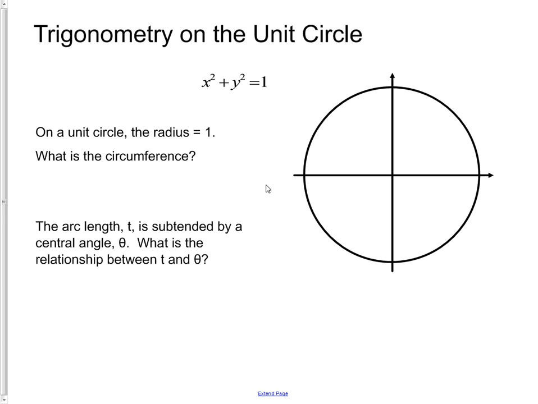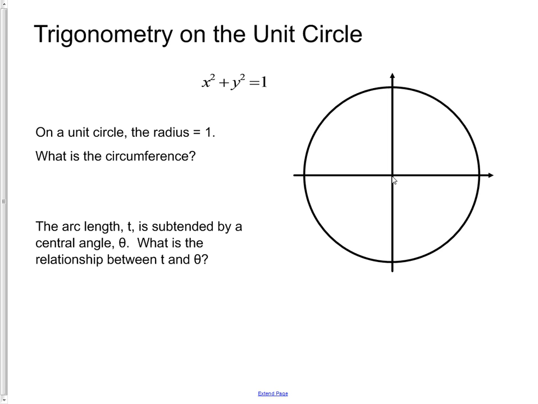So let's talk a little bit about trigonometry on a unit circle. What is a unit circle? Well, a unit circle, of course, is a circle with a radius of 1, and in plane geometry, the equation for that circle would be x squared plus y squared equals 1. And that's actually a very simple thing to derive for us, right?